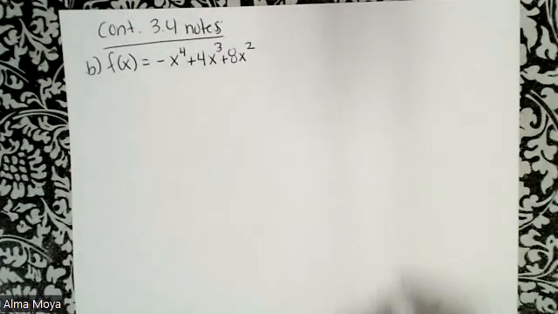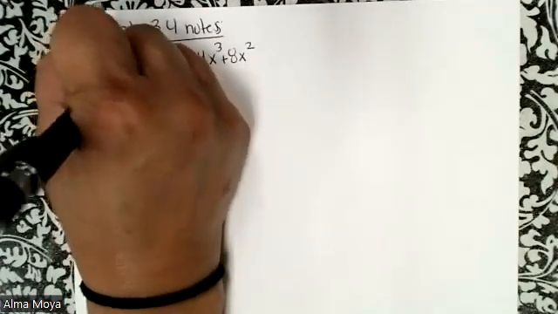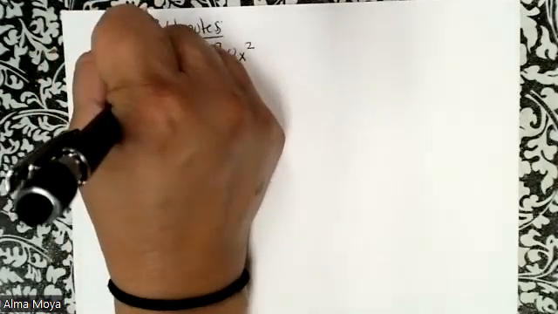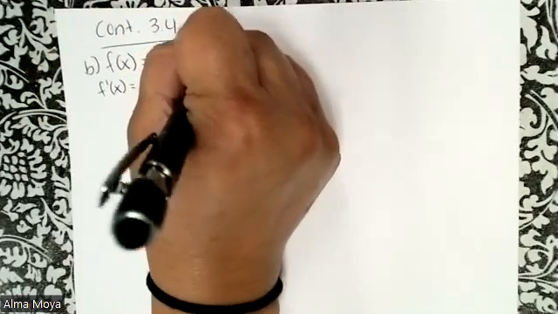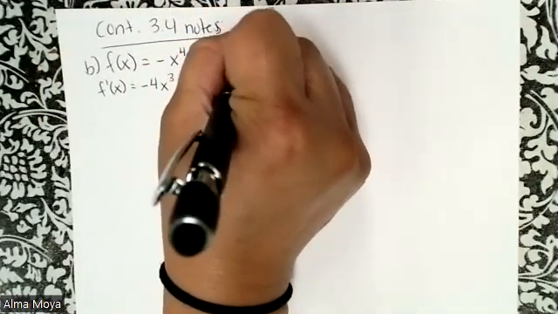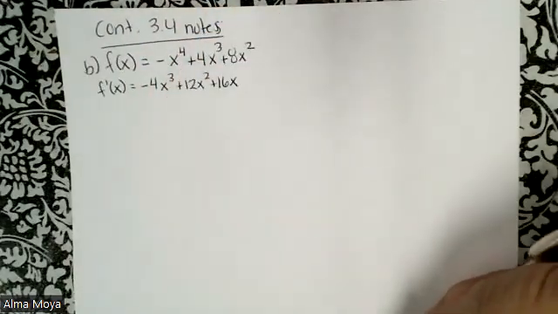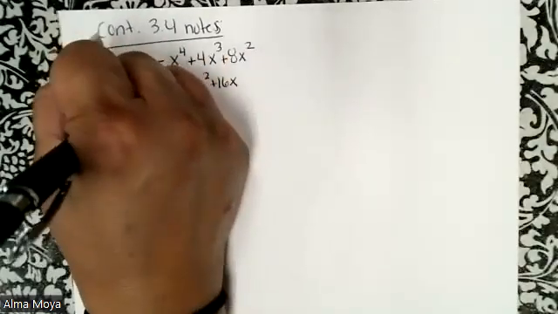So I'm going to go ahead and take the first derivative. So the first derivative here is going to equal negative 4x cubed plus 12x squared plus 16x. Go ahead and set that equal to 0 to find your critical points.